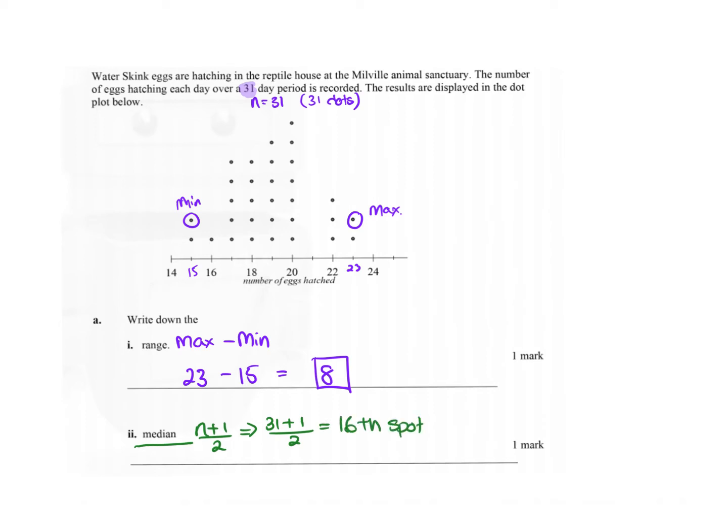So I'm going to count from the lowest going towards the highest till I get to the 16th dot. So watch up here. I'm going to go 1, 2, 3, 4, 5, 6, 7, 8, 9, 10, 11, 12, 13, 14, 15, 16. So I'm in that column, which is what? 19? So the median is 19.